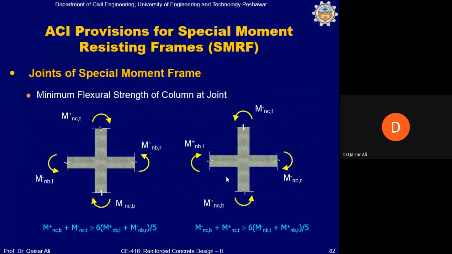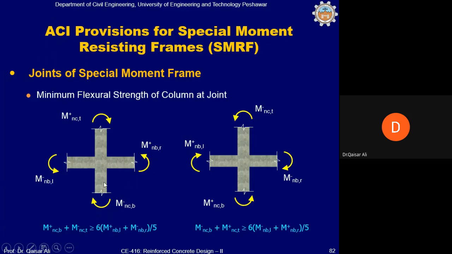Okay, this is just an explanation of the flexural capacity of the column. The collective flexural capacity of the column on the bottom and top of the column shall be greater than 120% of the beam top left and right. This MNCT means the nominal moment of the column on the top side of the beam, and MNCB means the nominal moment of the column on the bottom side of the beam. This MNBR means the nominal moment capacity of the beam, B means beam, on the right side of the beam. This is the left side, MNBL, and MNBL plus MNBR will give us the collective bending moment capacity of the beam.